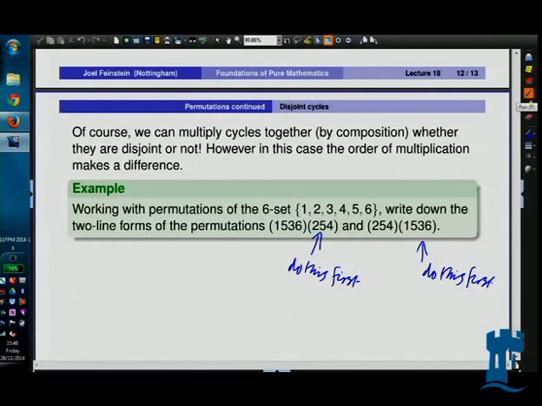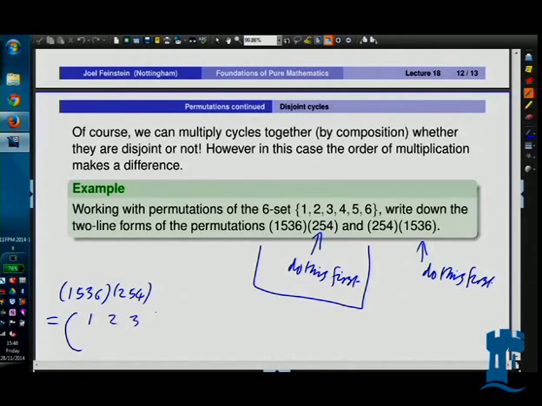So let's do the first one. 1, 5, 3, 6, 2, 5, 4. I'll do it in two-line form, though you can go straight to disjoint cycles if you want, because you can do that in your head too.